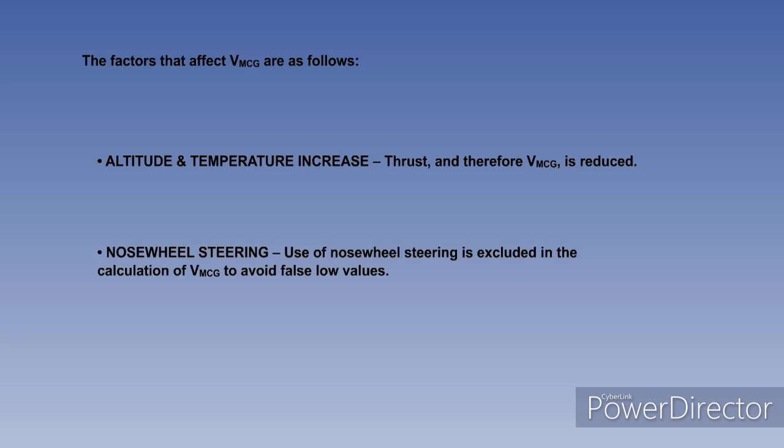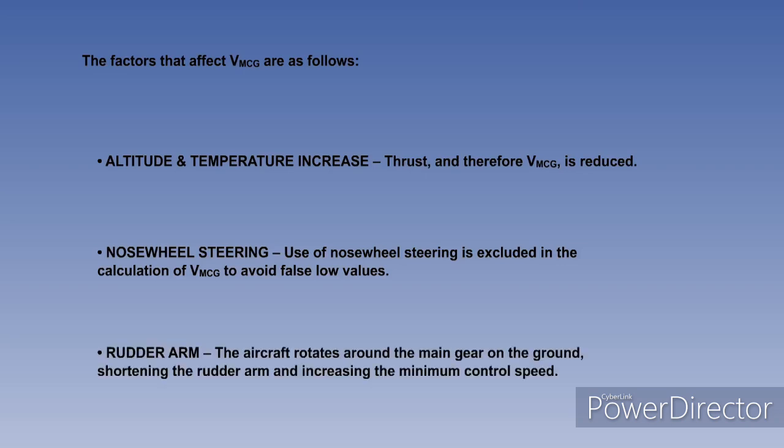The regulations are established according to worst-case parameters to give the maximum safety factor. The rudder arm, when the aircraft is on the ground, is shorter than when airborne, as it rotates around the main undercarriage, which is aft of the CG. On most aircraft, therefore, VMCG will be higher than VMCA.